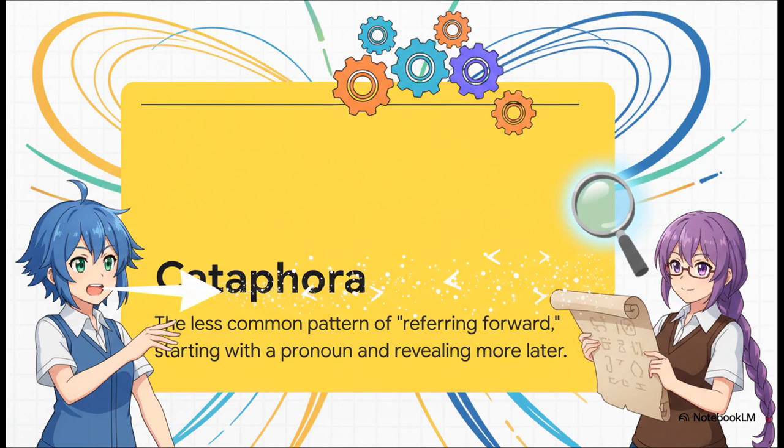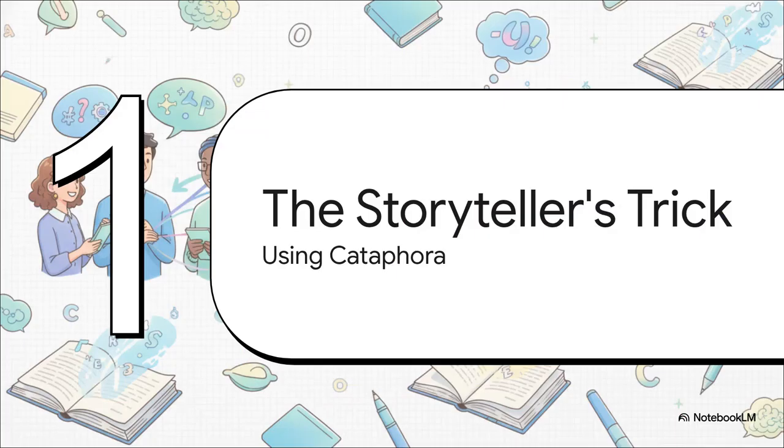And this cool reverse trick has a name, too. It's called cataphora. It means referring forward. You put the pronoun first to build that curiosity and suspense. And it's way less common than anaphora, which is exactly why it's so good at grabbing your attention when you see it. So we've got these two amazing tools, anaphora for creating clear logical connections, and its opposite, cataphora, for creating drama and surprise.